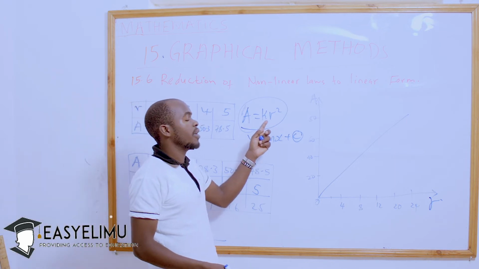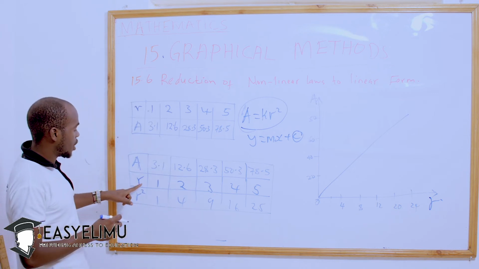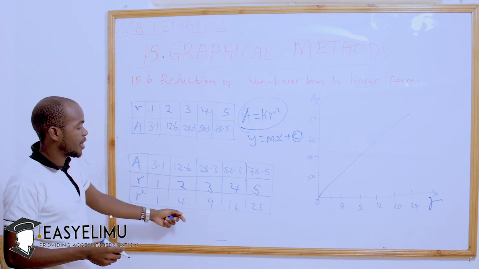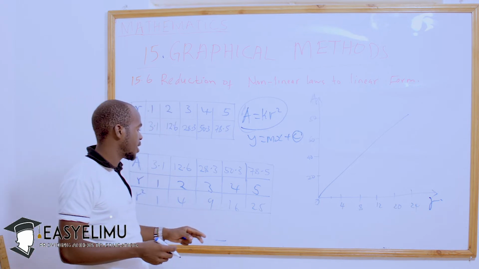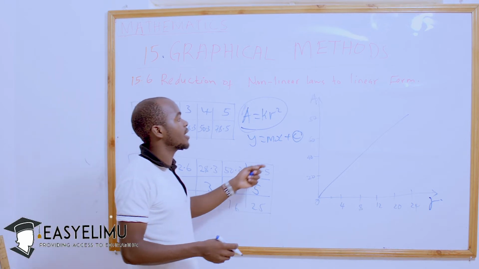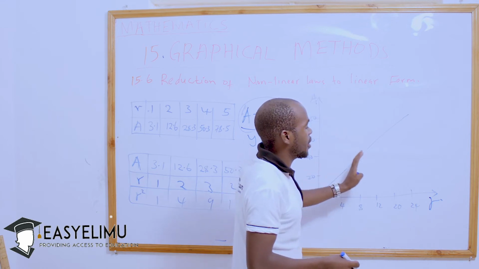And then K will be our gradient after working out. So we are going to square R. That's why I made this table here. And on making the table, you find these are the values. So meaning that we are going to plot A against R squared, and that is what I shall plot here. And you will find the graph will look like this.